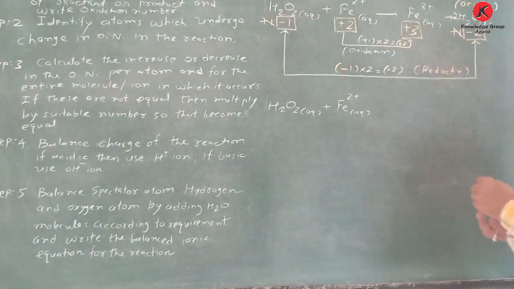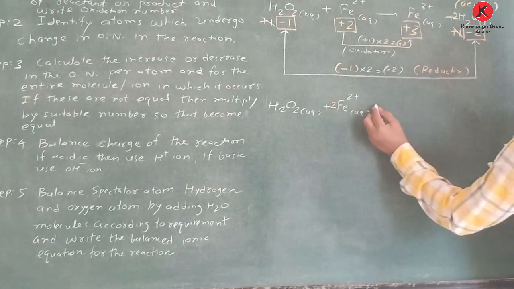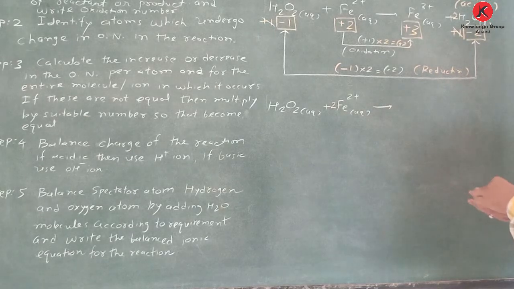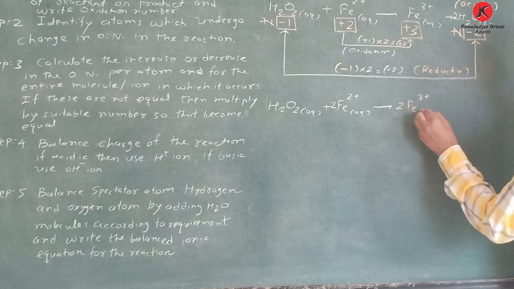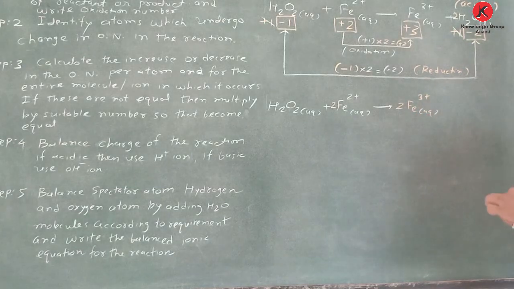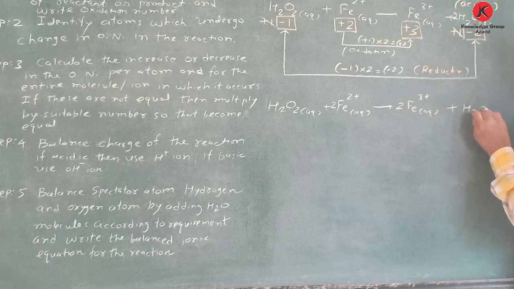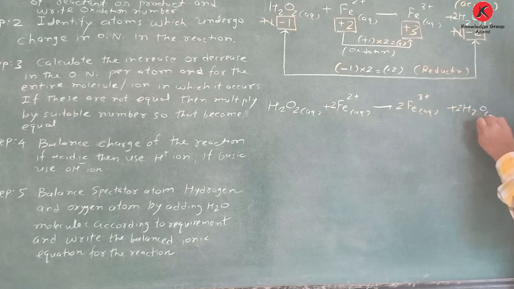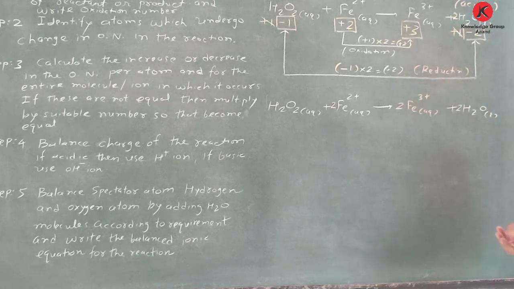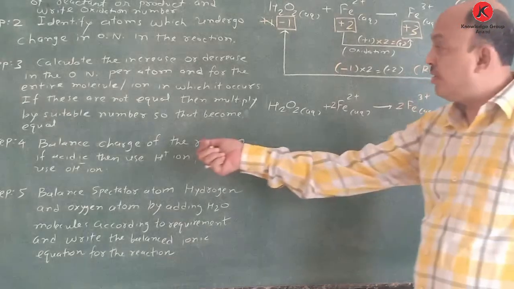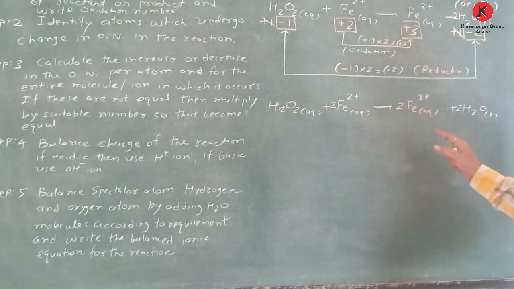Just you see, here you have to multiply with 2. Here also multiply with 2. We have already multiplied with 2 by this process. Okay, so this is all over. Now we move towards step 4. Up to this, step 3 is completed.